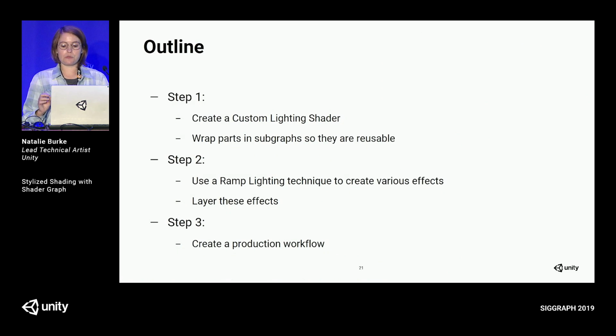So there's kind of three main steps that I need to go over to achieve this look. So first I'm going to need to create my own custom lighting shader. And that's so I have full control over how my surface interacts with lighting. Then I'm going to need to modify this lighting response by various effects and layer them on top of each other, which is actually pretty similar to drawing. And finally, I want to build a workflow so this shader is really easy to reuse across a lot of different assets in my scene.